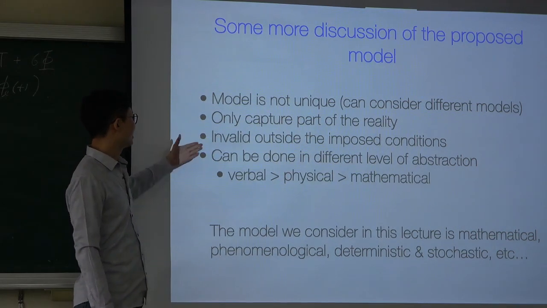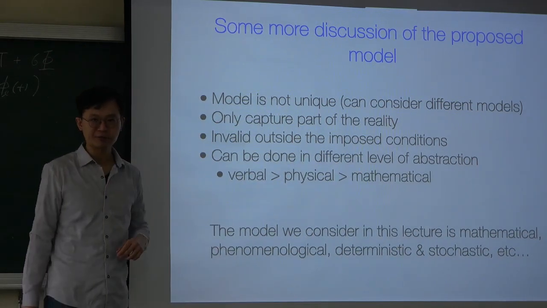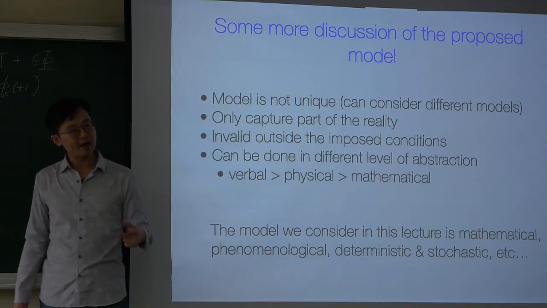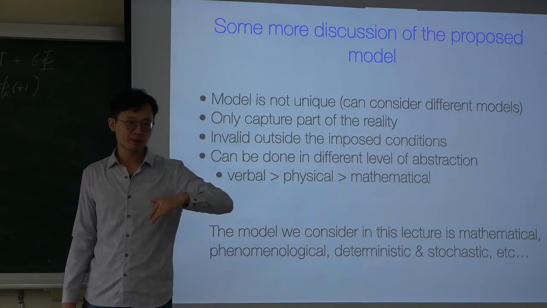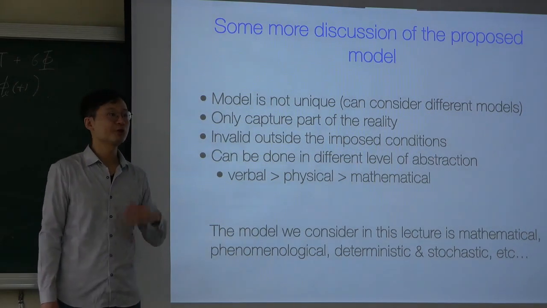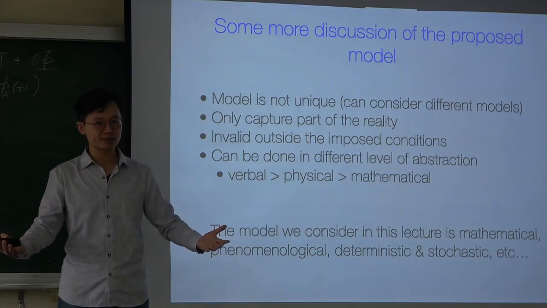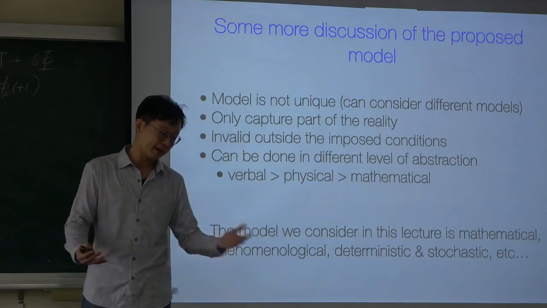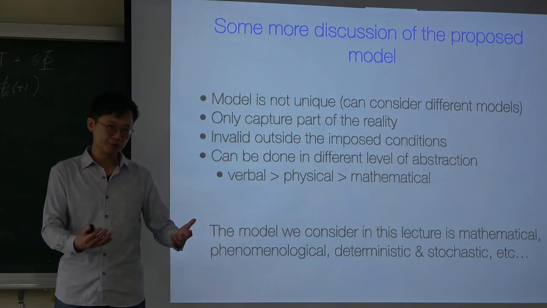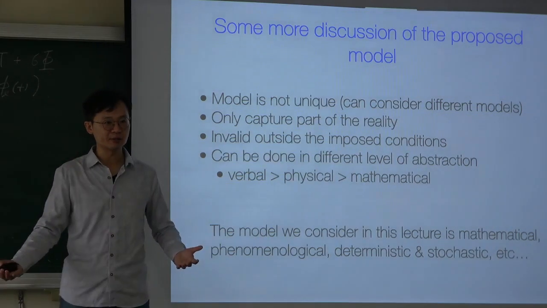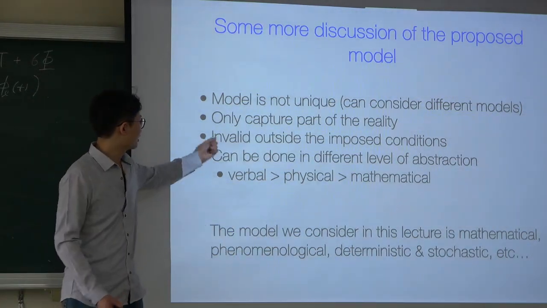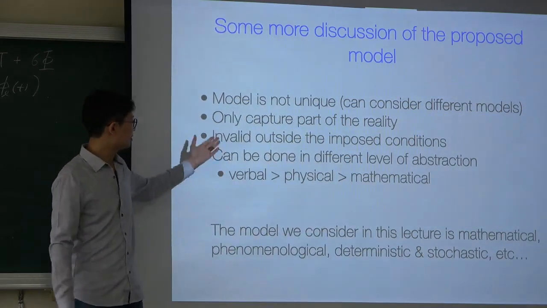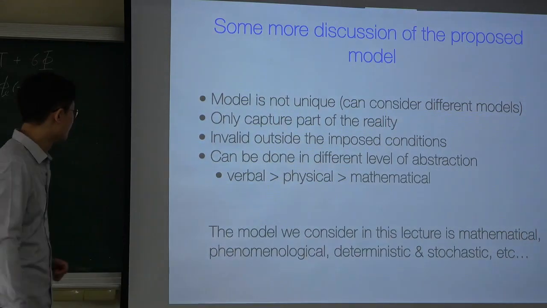And usually it is invalid outside the imposed conditions. For example, I told you I want the model to satisfy the following conditions. That is, the amplitude modulation and frequency modulation should change slowly. Suppose they change very fast, then what will happen? The algorithm I will introduce can still be applied, but what will be the result? I cannot tell you, because it's invalid. All the theory and the developed algorithms are invalid outside the imposed conditions.